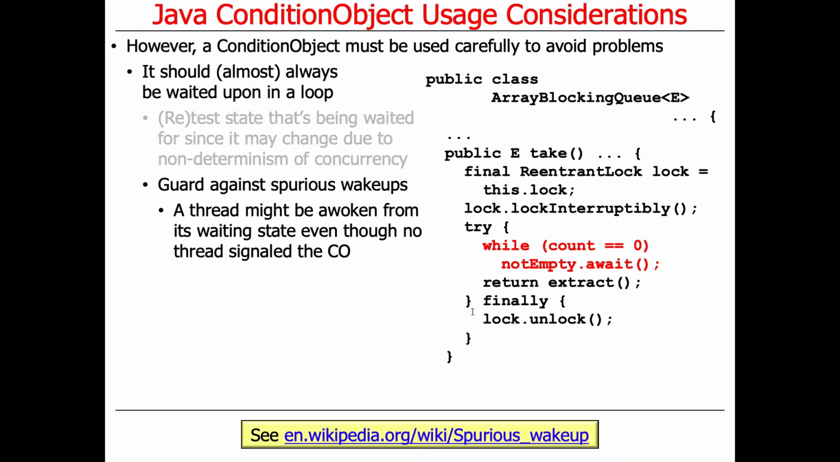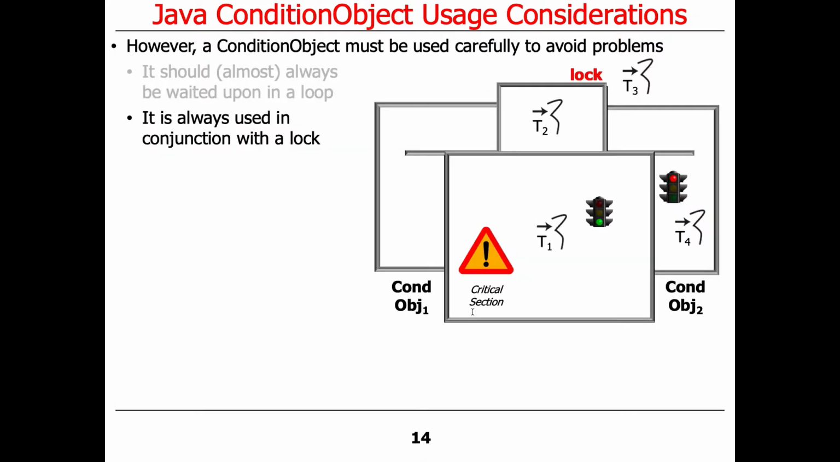The bottom line is that spurious wake-ups can occur if a thread is awoken from a waiting state, even though nobody signaled it. It's just spurious. It's like random gamma rays striking your electronics and changing true to false or something like that. It doesn't happen very much, but you have to guard against it.